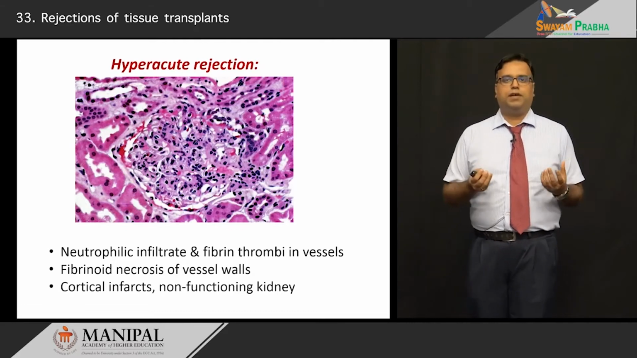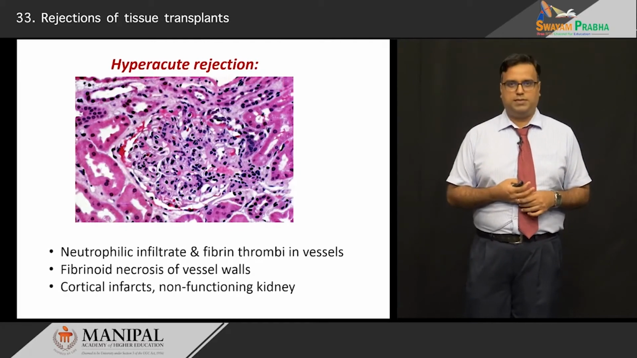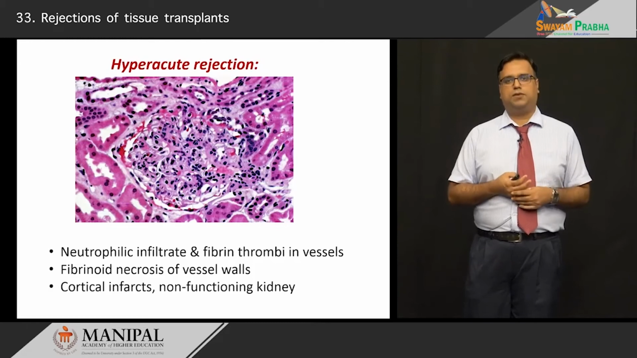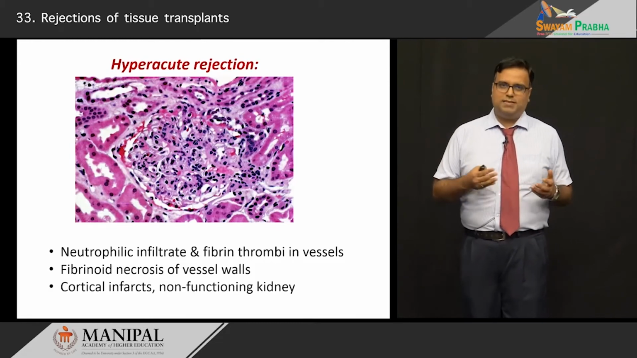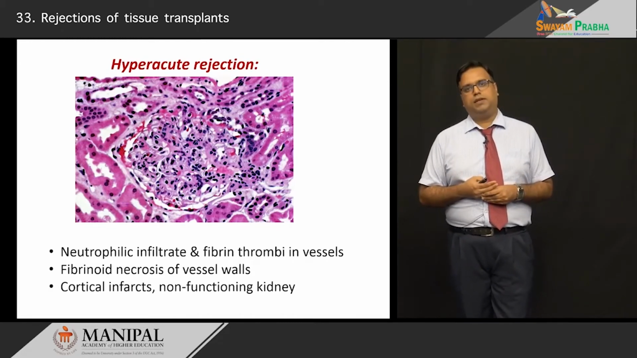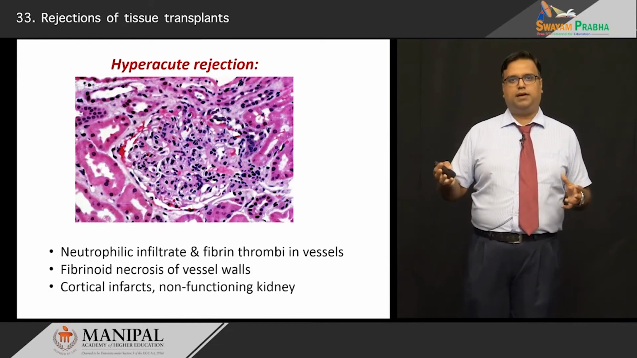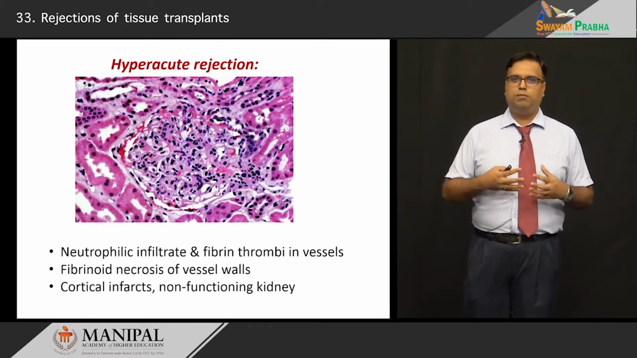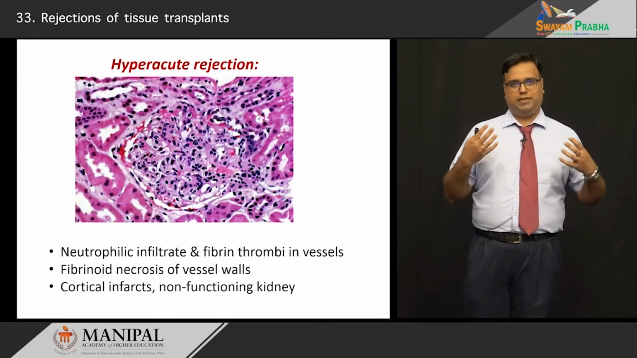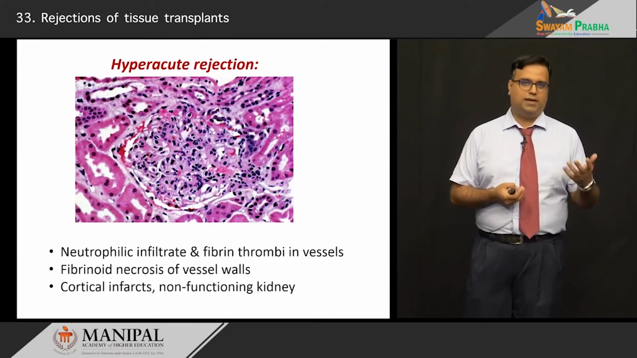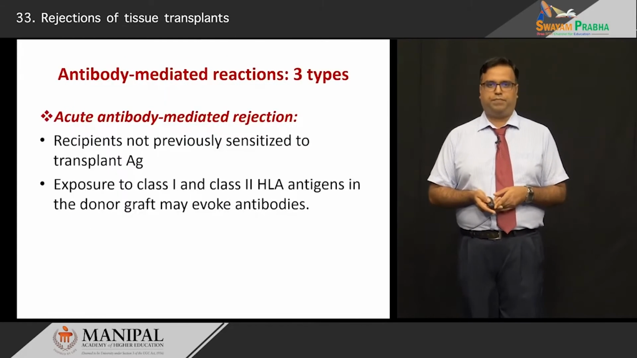If you look at some of the arterioles, you will see fibrinoid necrosis. You will see the pink material deposited on the vessel walls. This results in formation of infarcts in the renal cortex and ultimately a kidney which is very flaccid, almost like a bag of urine, which then collapses under its own weight, resulting in failure of the graft.